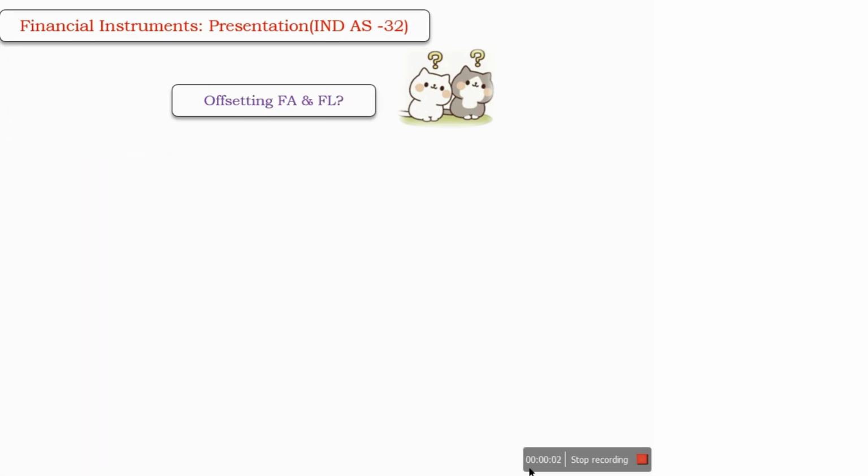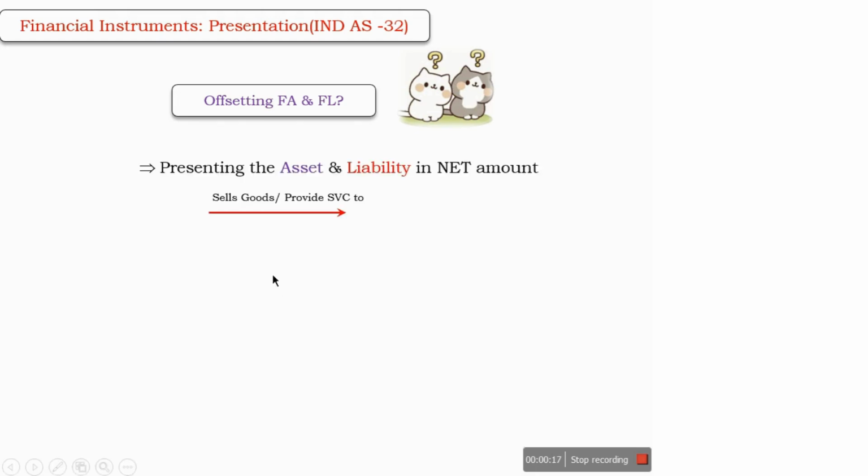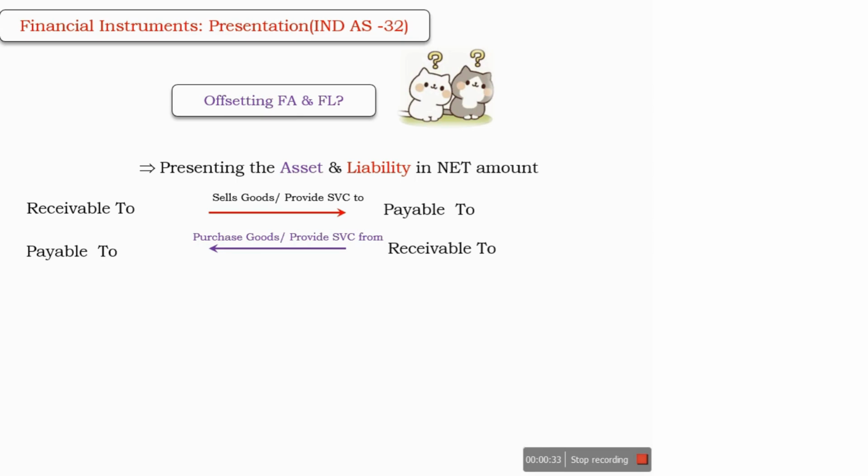In case an entity has a financial asset as well as a financial liability with a single party, Ind AS 32 prescribes that we have to present it on a net basis. It may happen if an entity is selling goods or services to another party, so it will be booked as a receivable by the party who is selling the goods or providing services, and the other party will book it as a payable. And the other party is also supplying goods and services to the first party. In that case, it will be booked as a receivable and payable respectively.